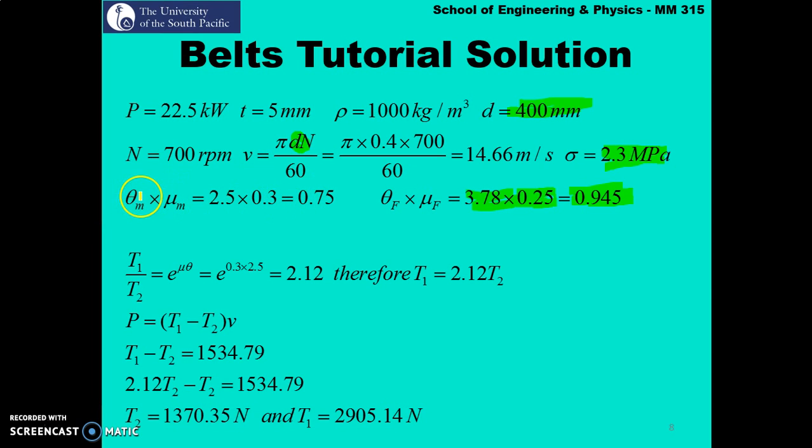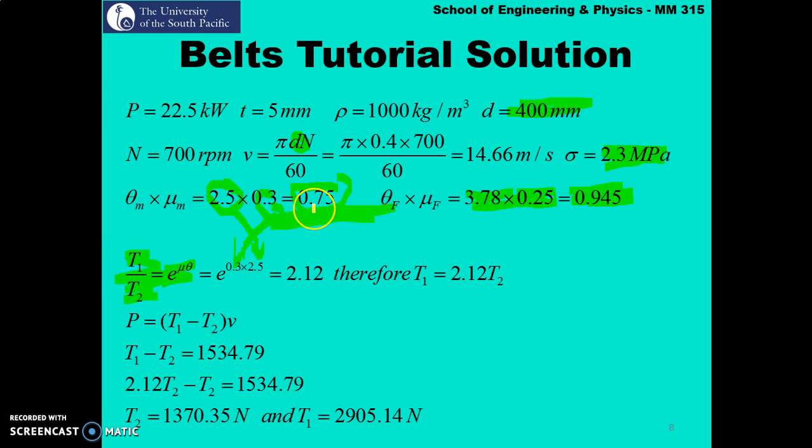So when you look at this, the product of theta m times mu m is 0.75, and the product of theta f and mu f is 0.95. So the least is 0.75. Therefore, when I calculate my tension ratio, T1 over T2 is equal to exponential of mu theta. In place of mu, I will replace the value of 0.3, and for my lap angle I will substitute 2.5.